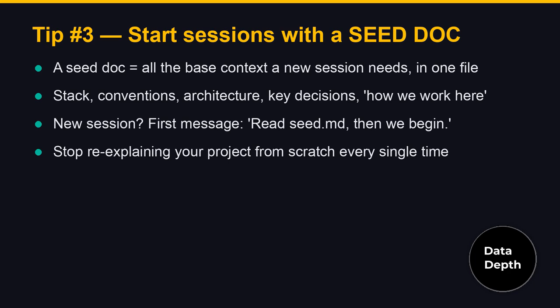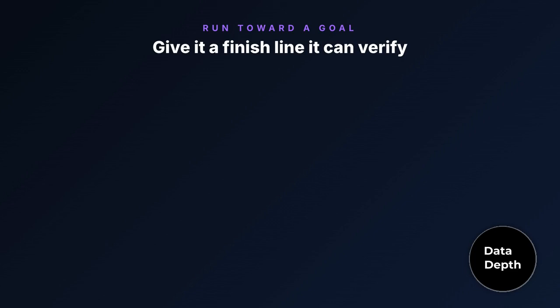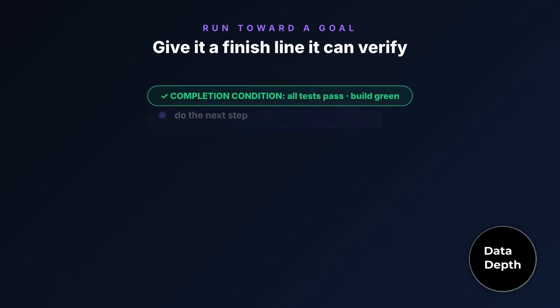Now let's make the agent work for you. Layer 2, automation. Context management makes the agent reliable. Automation makes it work while you're not even watching. The first automation superpower is running toward a goal instead of a single prompt.